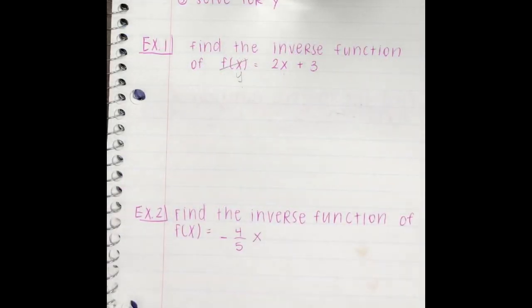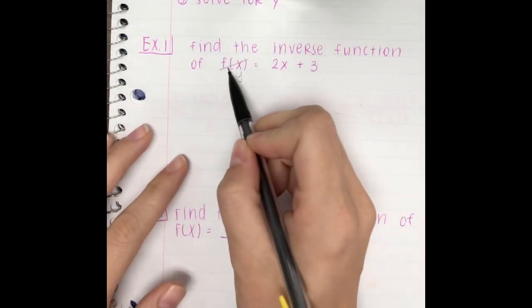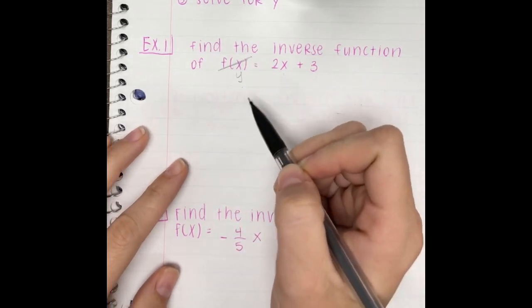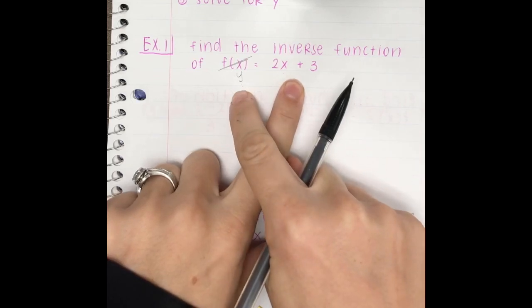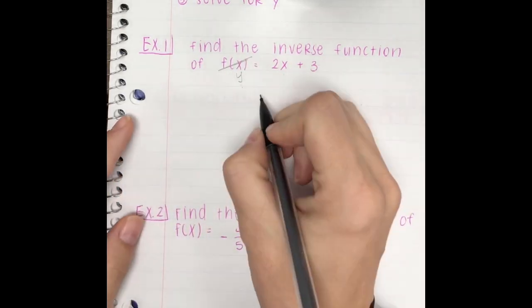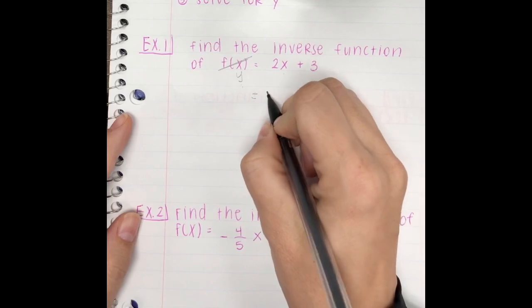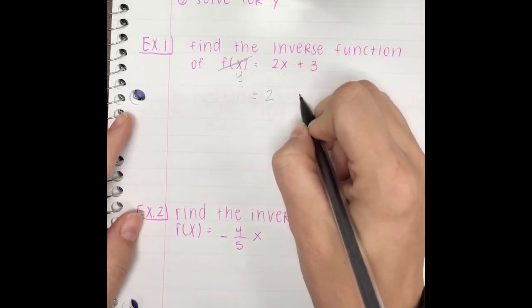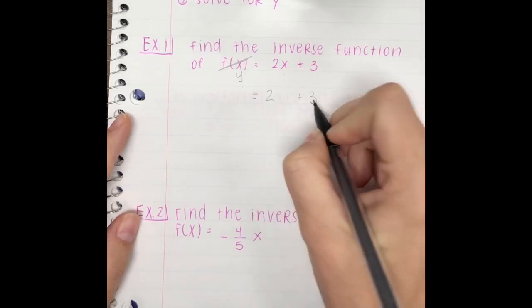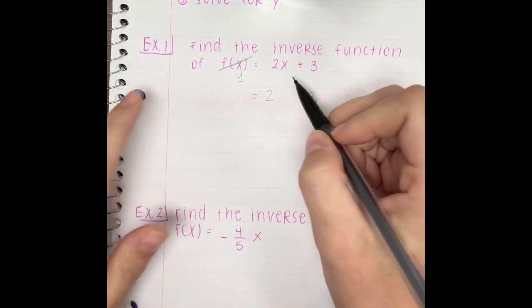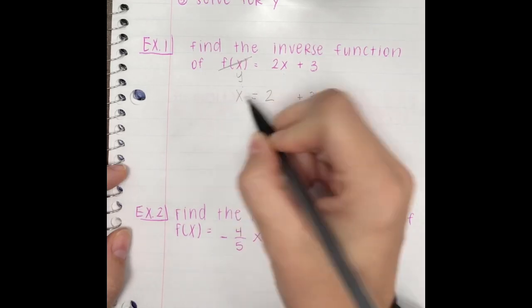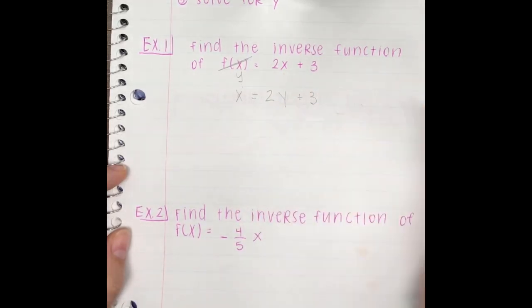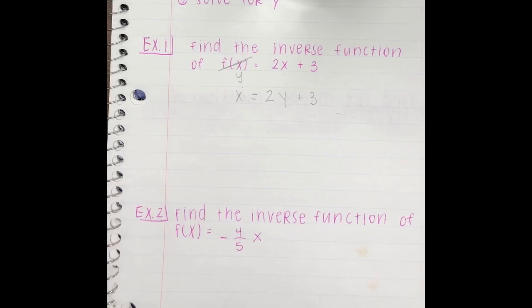Okay, so let's go through this first example. So we've done step 1. I replaced f of x with y. Step 2 is to switch the x and the y. So they're going to switch places, right? My equal sign stays where it is, my 2 stays where it is, my plus 3 stays where it is, but the x and the y are going to switch places, okay? So I'm going to have x equals 2y plus 3. That's step 2. Step 3, solve for y.